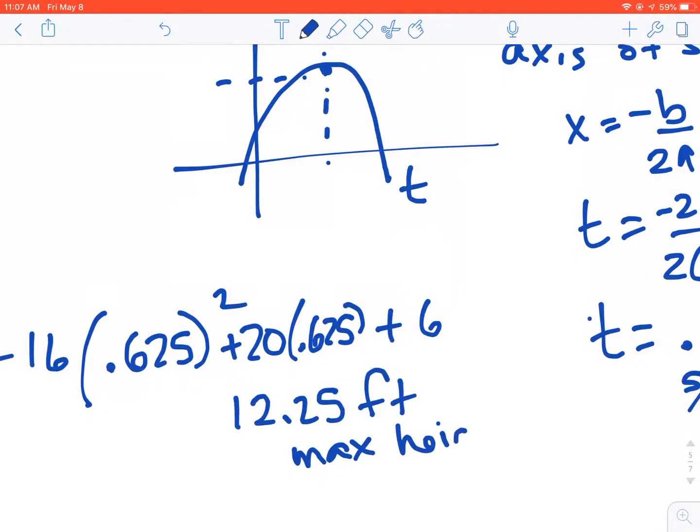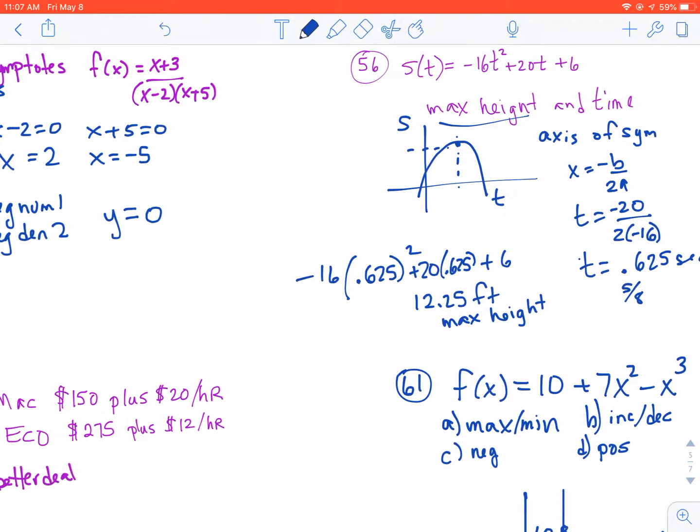Okay? And you can remember, you can find that with your calculator when you do second calc and find max. So you can do that with your calculator. The x value is your time, and the y value is your height.